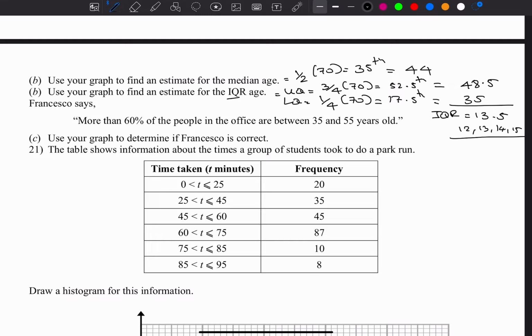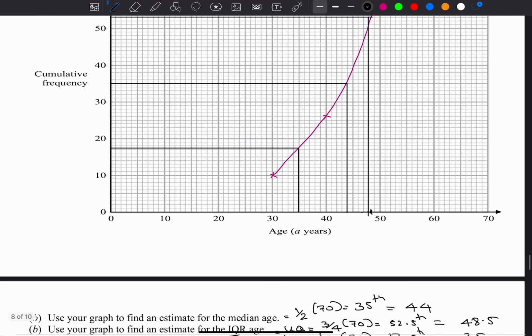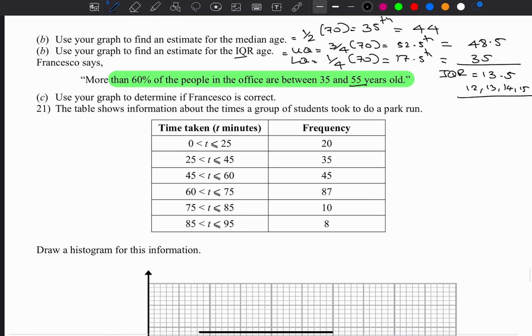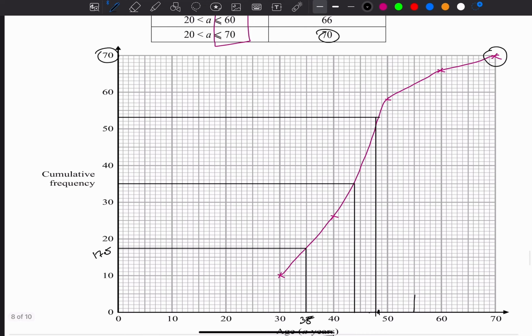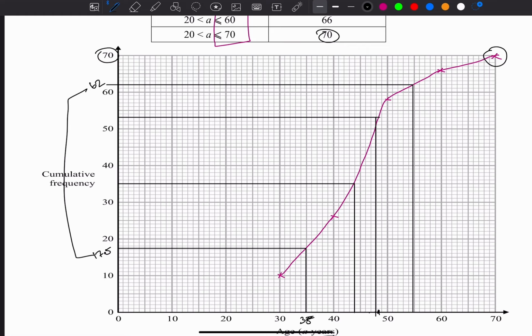Okay, the last part. More than 60% of the people are aged between 35 and 55 years old. Is it? Let's check. 35 years old is 17.5. 55 years old is 62 people. How many are between that? Between 62 and 17.5.